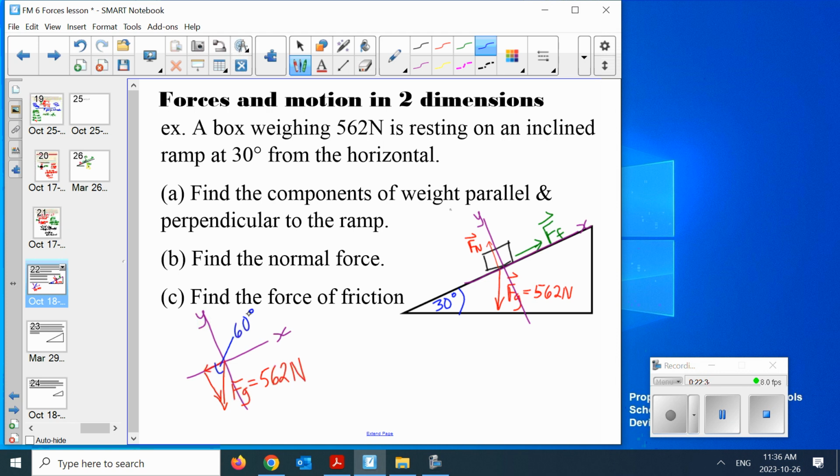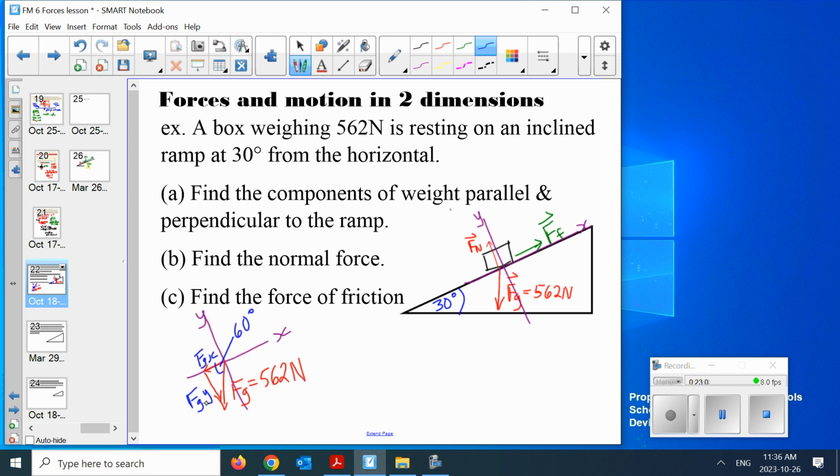So let's go back to red. Find the components of weight parallel and perpendicular to the ramp. So I'm going to call this FGX, the weight force in the x-axis, and FGY, the weight force in the y-axis, just to label my sides of my triangle.